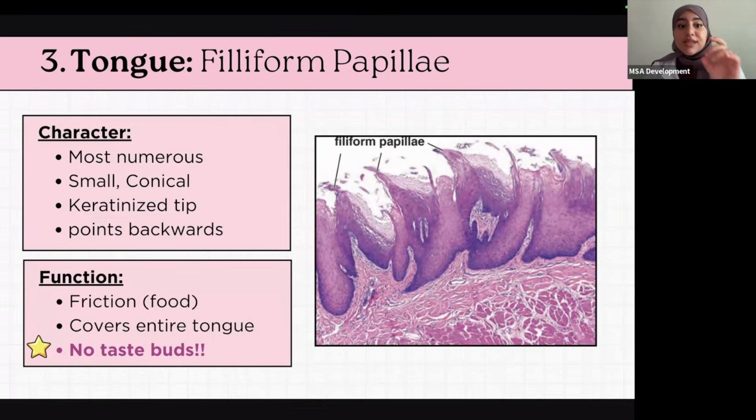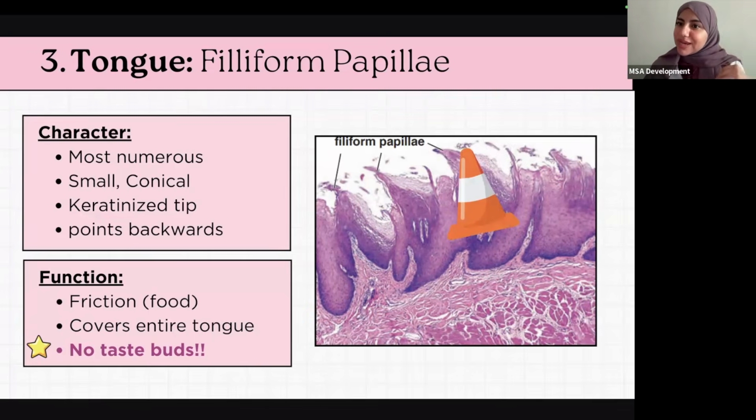But it's the most numerous, does not have taste buds, and it also has a keratinized tip right over here. You can see the keratin is kind of floating over here. It's loose and it's all at the tip. And this exists to hold on to the food, to hold on to the bolus of food so it doesn't slip down your throat. So that is the most important part. And it kind of looks like a cone.